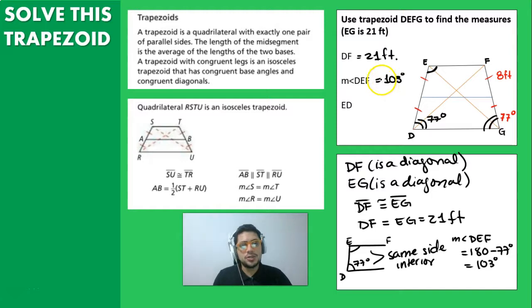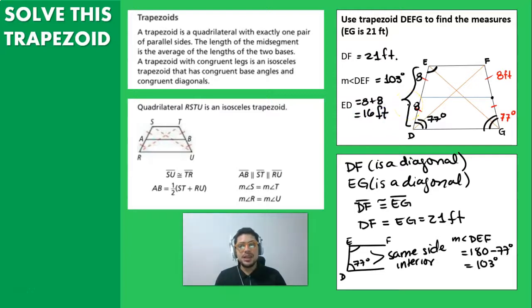And the final question is going to be finding the length of ED. Now we know that the length from F to the midpoint here is going to be 8 feet. So that means that this is going to be 8 feet and this is going to be 8 feet. So ED is going to be 8 feet plus 8 feet, giving us a total of 16 feet.